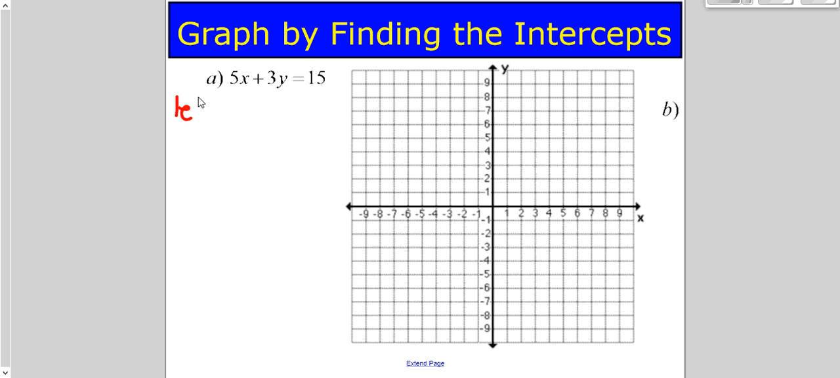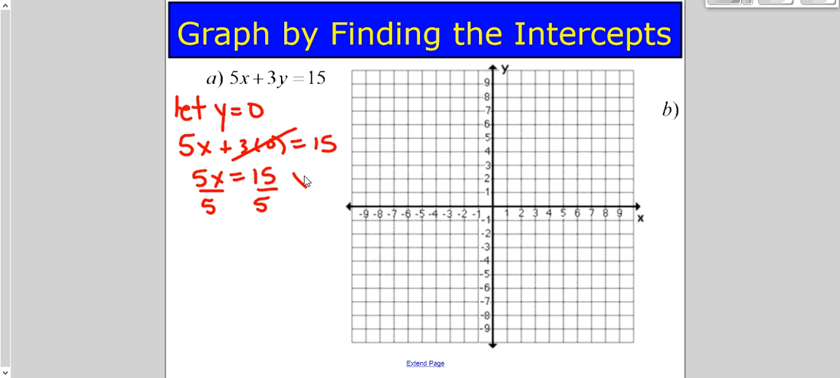So let's start with finding our x-intercept. If I want to find my x-intercept, I'm going to let y be equal to 0. So this is a little bit of substitution. I'm going to go into my equation, and wherever there's a y, I'm going to put a 0. And I like that because it just cancels that part out, leaving me with 5x equals 15. Divide by 5, divide by 5, x equals 3. So I have one of my intercepts right there at 3, right on my x-axis, x equals 3.